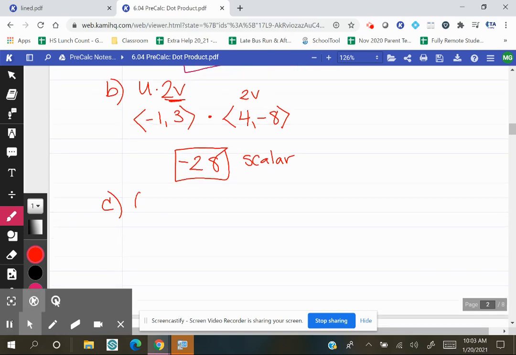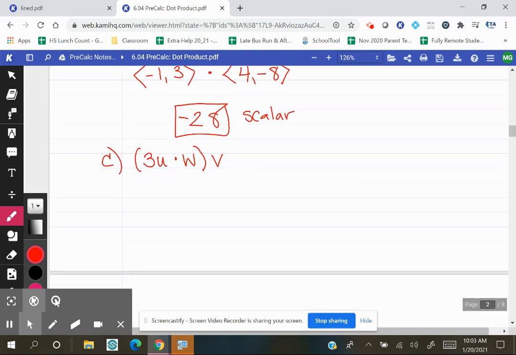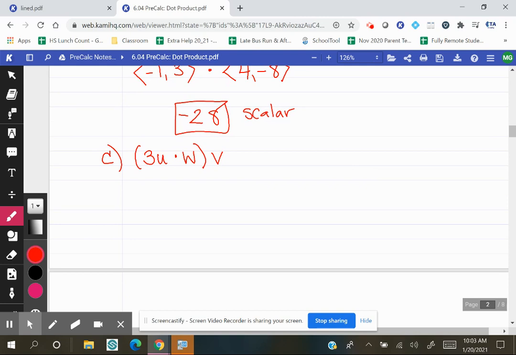All right, let's do 3 times vector u dot product with w times vector v. So first try to think about, do you think this is going to be a scalar or a vector? And then I'd like you to pause the video and solve it. So figure out what the scalar or vector might be.